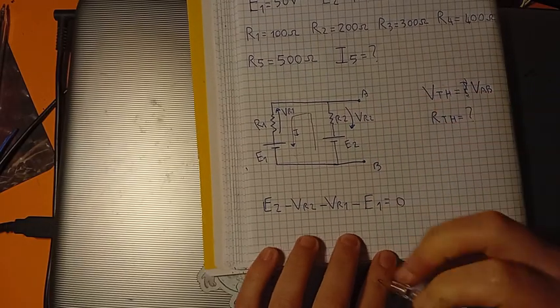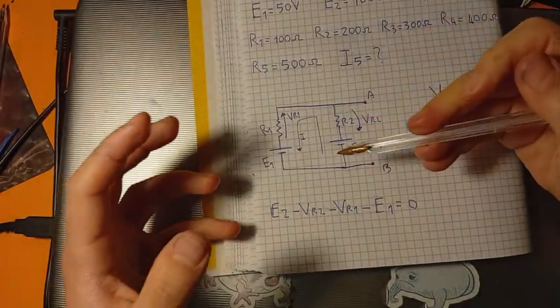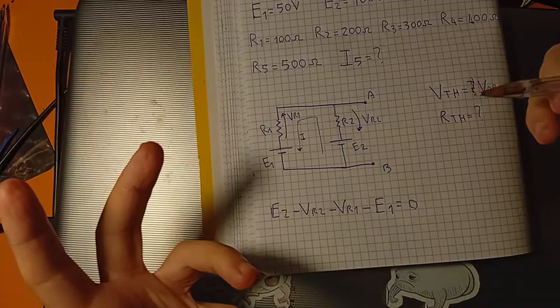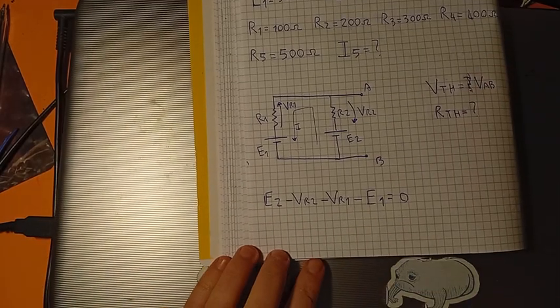And all of this is equal to 0 because the algebraic sum of all the voltages in a mesh, in a closed loop circuit, is always equal to 0. So this is our Kirchhoff equation for this circuit.